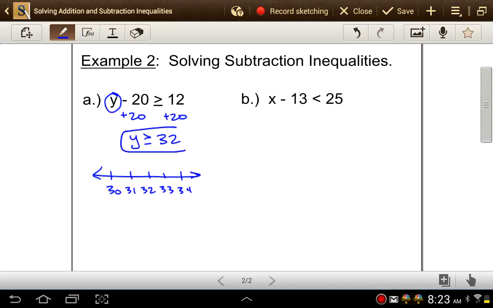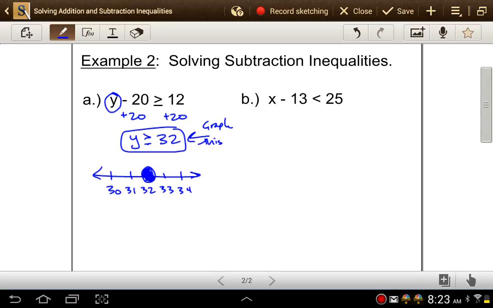Notice that I am graphing this. I'm not graphing the original numbers in the problem, I'm graphing my solution. y is greater than or equal to 32. What I want to do is graph and shade in all of the answers that make this statement true. y represents all the numbers that I can substitute in. So I'm going to circle 32, and I fill it in because it's got the equal to part.